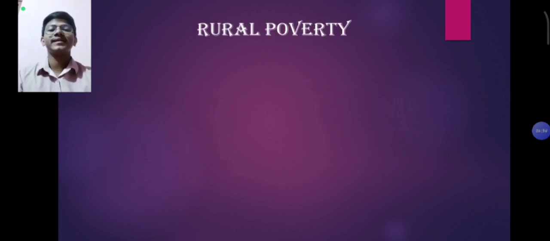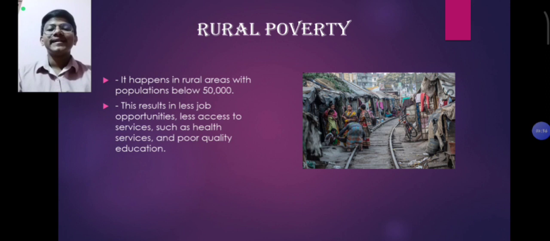Now, rural poverty. It happens in rural areas with populations below 50,000. This results in fewer job opportunities, less access to services such as health services, and poor quality education.